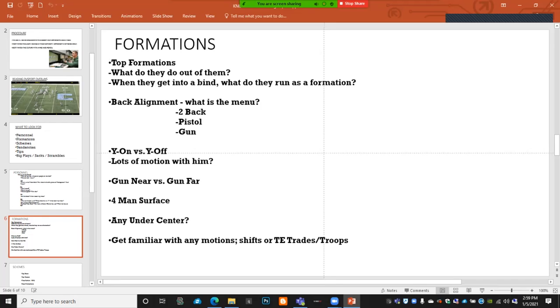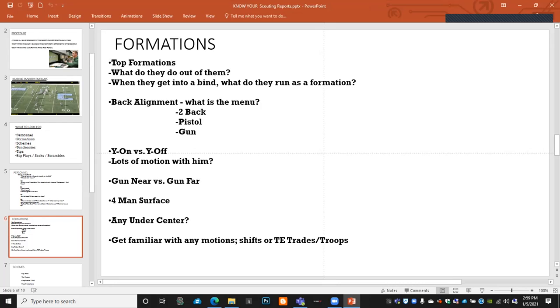And then next thing we're looking at is their formations. What are their top formations? What do they get out of them? What do they try to do? When they get into a bind, when they're in a tough situation, what is their go-to formation? Look at their back alignment. Is it 2-back? Is it pistol? Is it shotgun? Look at the tight end, the Y. Is he on the line of scrimmage? Is he off the line? Do they shift, trade, motion, and troop him? Look at all that stuff.